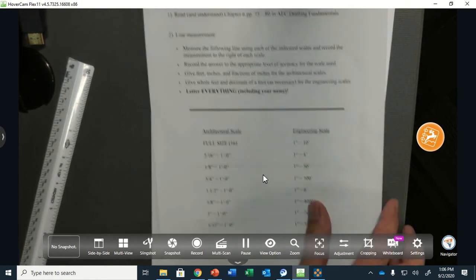And then when you get to the back side, I'm actually going to draw a line using 3/16 equals 1 foot.